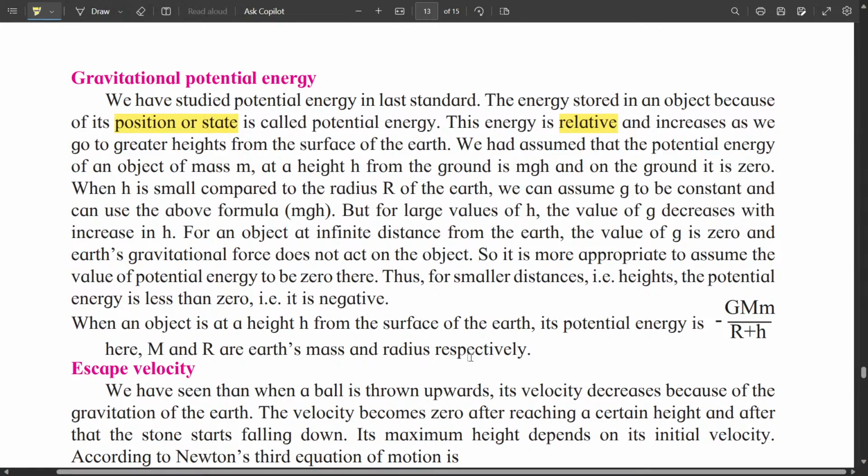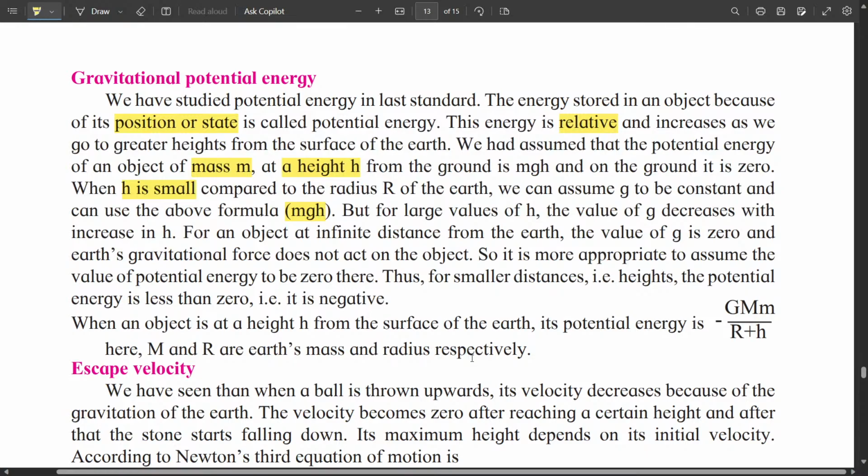We had assumed that the potential energy of an object of mass m kept at height h from the earth's surface is mgh, where m is the mass of the object, g is the gravitational acceleration at the surface of earth, and h is the height of the object. Now this formula is applicable when the value of h is small. We know that the radius of earth is 6400 kilometers. So as compared to this value, when the height is small, let us say 5 meter, 10 meter, 100,000 meter, at that time the formula mgh is applicable.